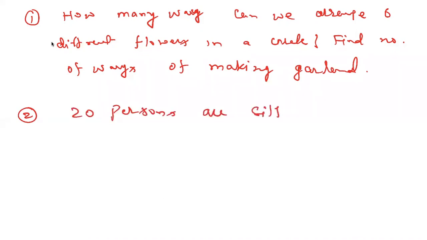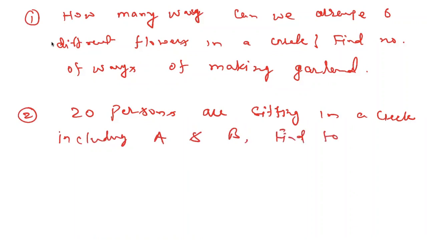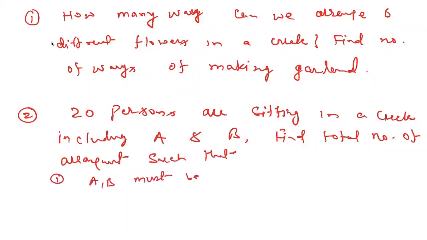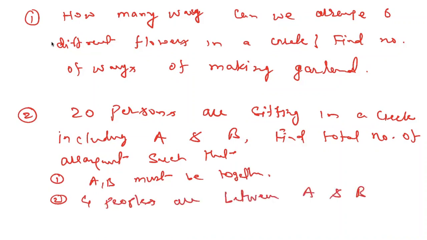20 persons are sitting in a circle, including A and B. Find the total number of arrangements such that first, A and B must be together. Second, 4 people are between A and B.